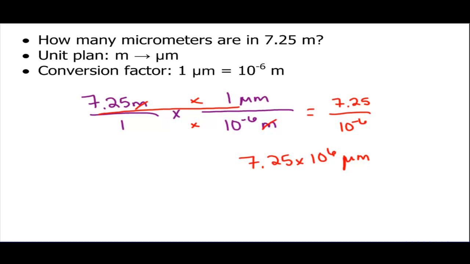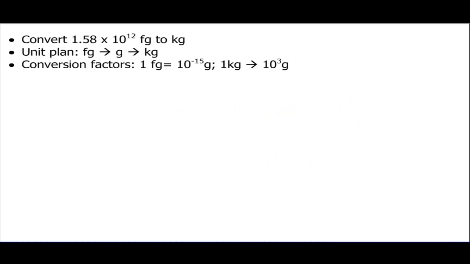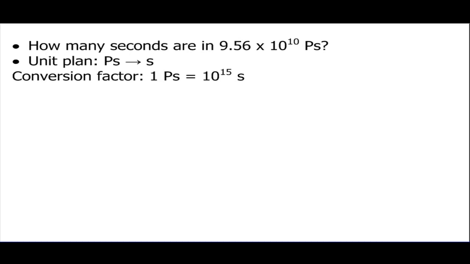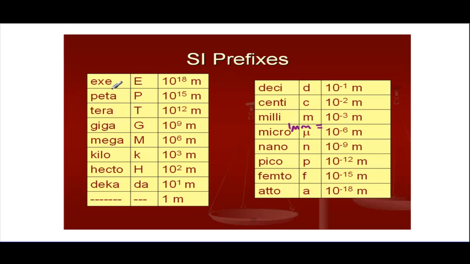Okay, let me find my next slide. Oh, sorry. There we go. How many seconds are in 9.56 times 10 to the 10 petaseconds? All right, capital P. So here's our capital P. So 1 petasecond equals 10 to the 15 seconds. That's how we are going to do that.